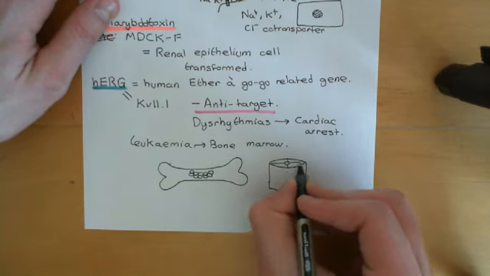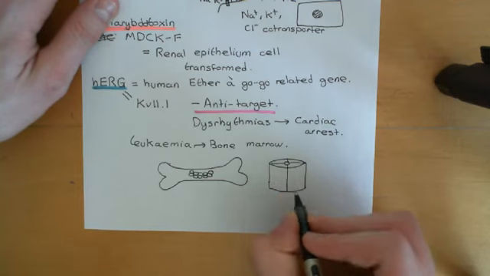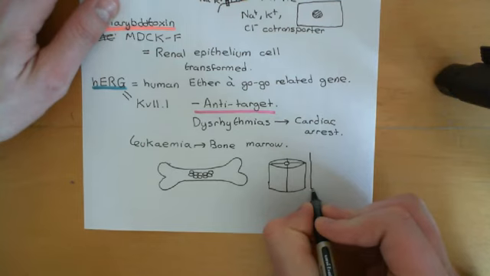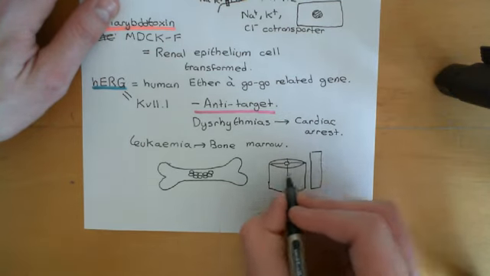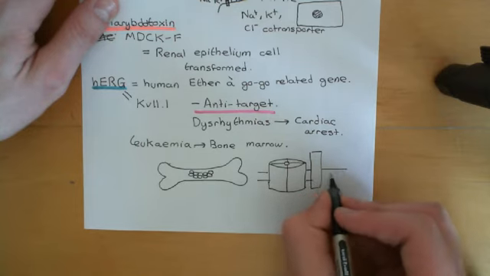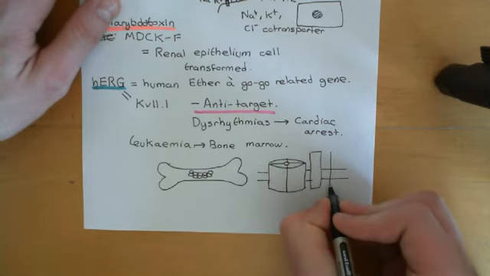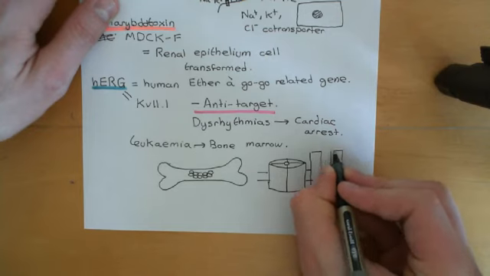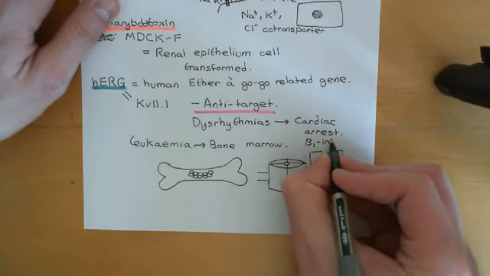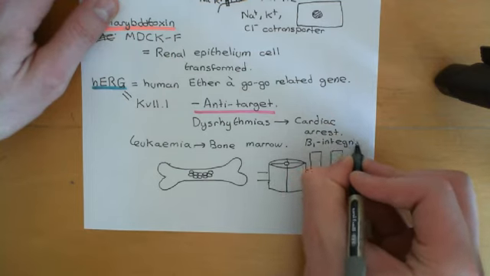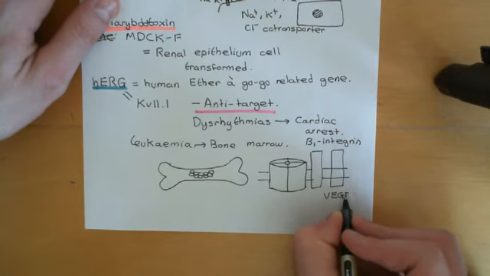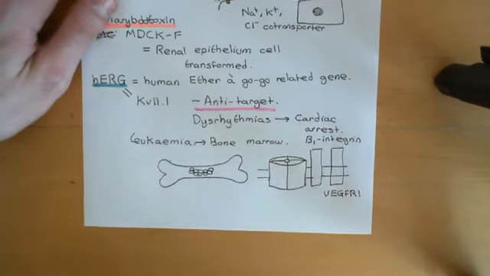So let's just draw a picture for this. Here is our human ether-a-go-go-related gene potassium channel. Then we'll have the beta-1 integrin here, maybe. And then also the vascular endothelial growth factor receptor, which again is a single membrane spanning protein. So both the beta-1 integrin here and also the vascular endothelial growth factor receptor 1 are single membrane spanning proteins. Okay, there we go.